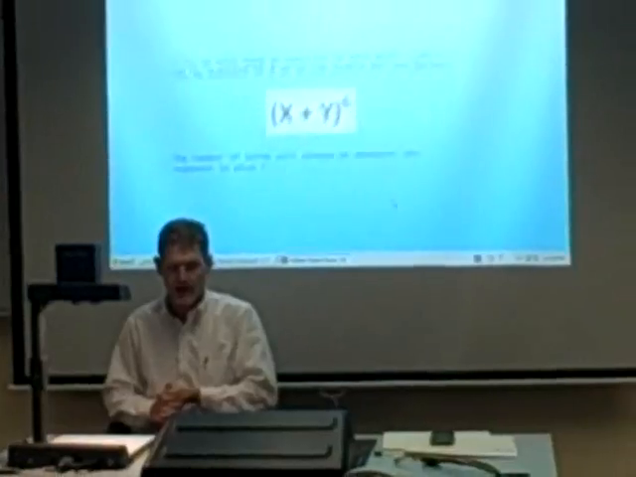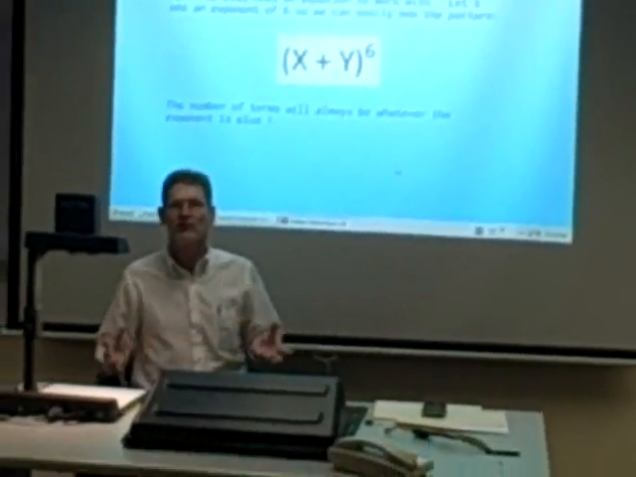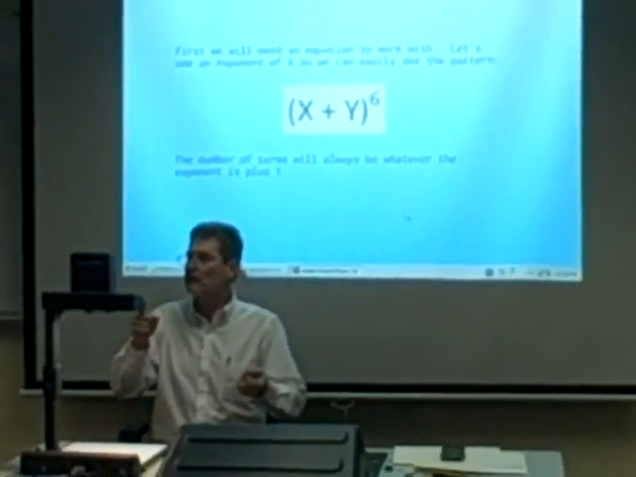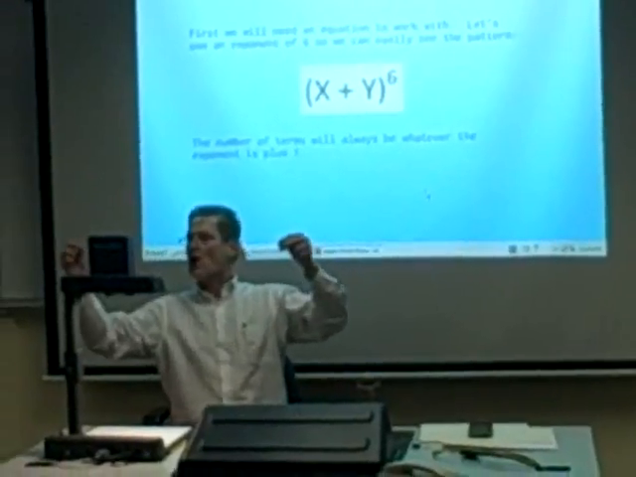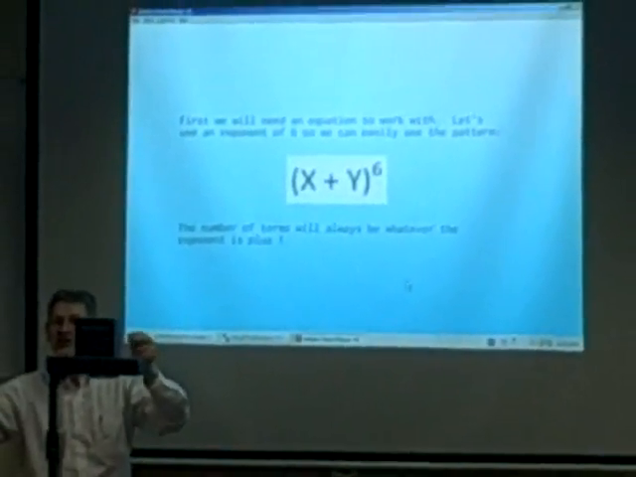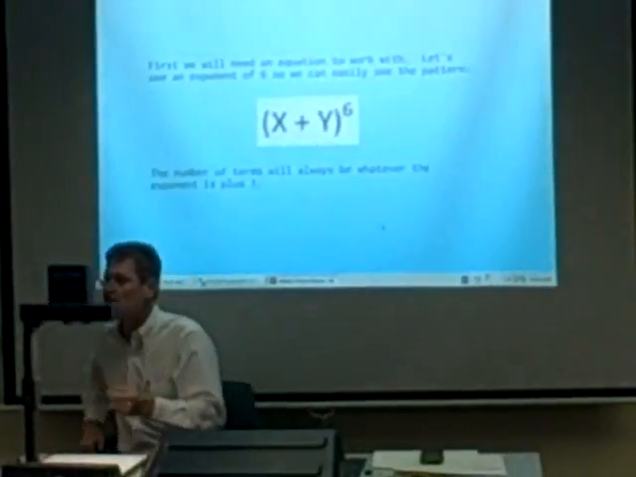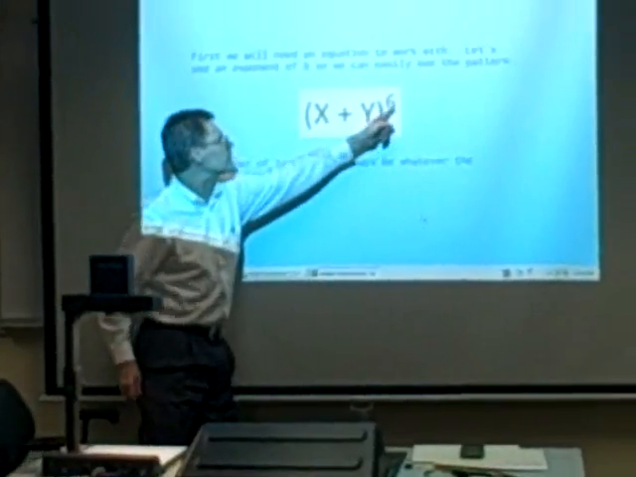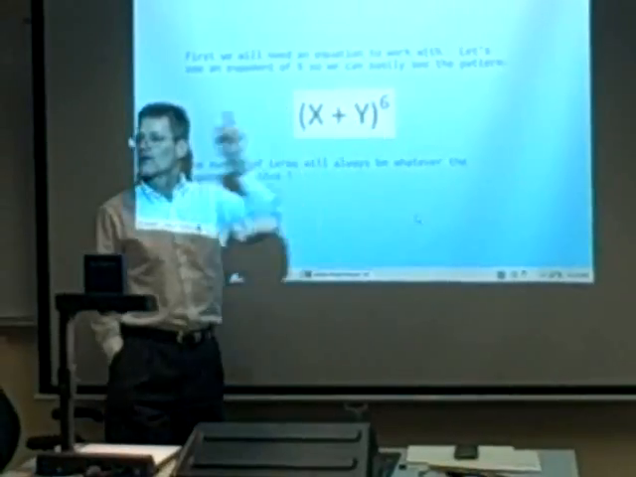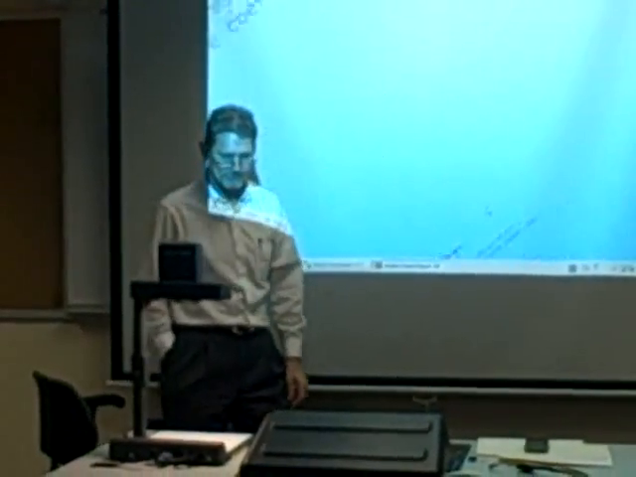Now, the first part is the easiest part, because we're going to need something to work with here. So we're going to work with x plus y to the sixth. The reason I picked number 6 is because it gets a pretty long string of numbers and terms out there so that we can actually see what the pattern is. So the number of terms is always going to be whatever the exponent is plus 1. So if we expand this, how many terms are we going to have? 7. 7, that's correct.